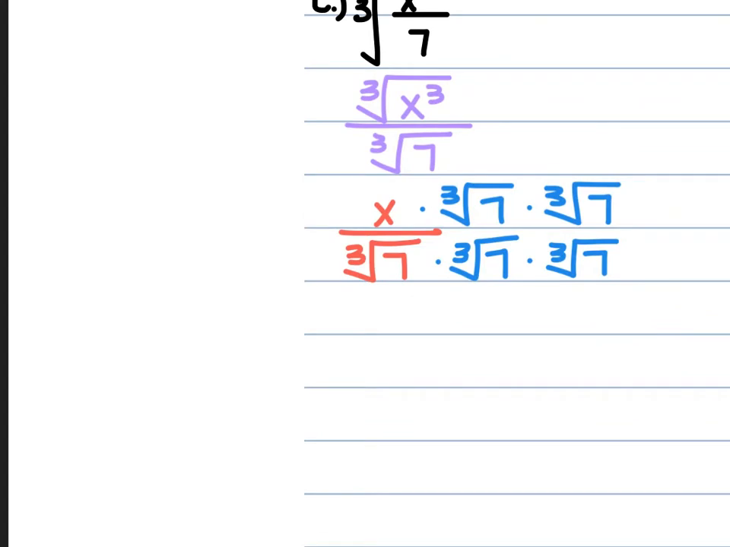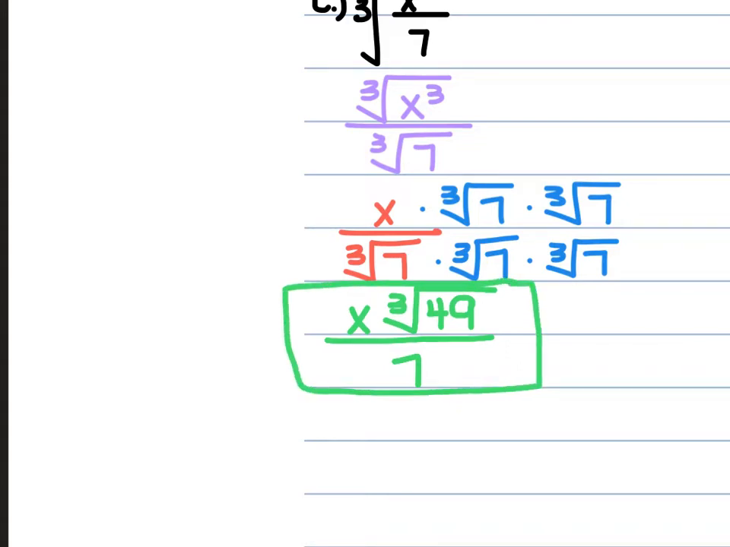When we do this, the x is going to stay on the outside. And then the cube root of 7 times the cube root of 7, we're just multiplying those 7s and keeping the cube root on top of it. So it's going to be the cube root of 49. And that's going to be all over 7. So multiplying that cube root of 7 by the cube root of 7 times the cube root of 7 will actually cancel out that radical to where the only thing that you have left is what was underneath that radical in the beginning. So we're just going to be left with x cube root 49 all over 7.